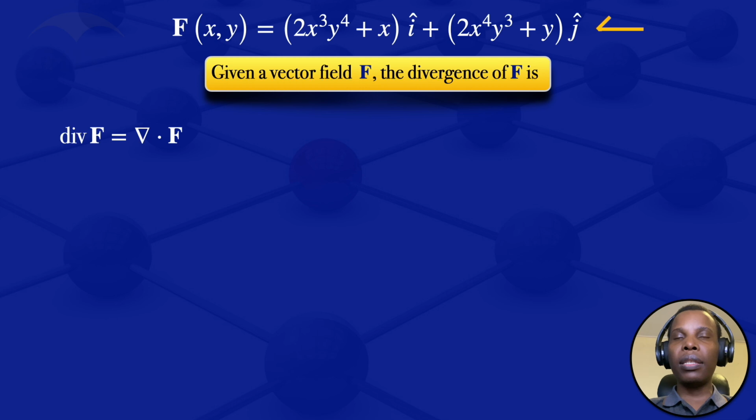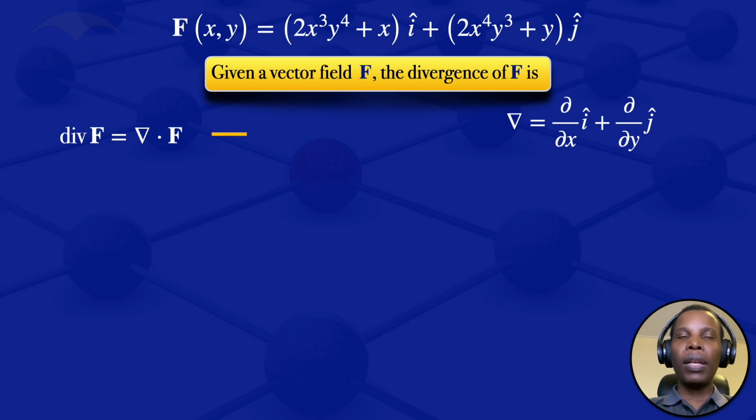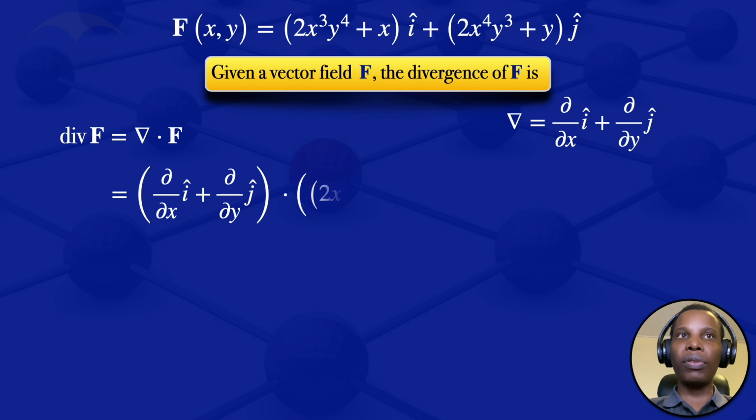In this case, the vector field that we are given is two-dimensional. So the form of the grad that we have to use is the two-dimensional one, which is grad equals the partial derivative with respect to x i plus the partial derivative with respect to y j. Using this formula, I take the dot product of the grad and our given vector field F. When you are taking the dot product of two vectors, we multiply the corresponding elements. So I look at the elements where we have the i.